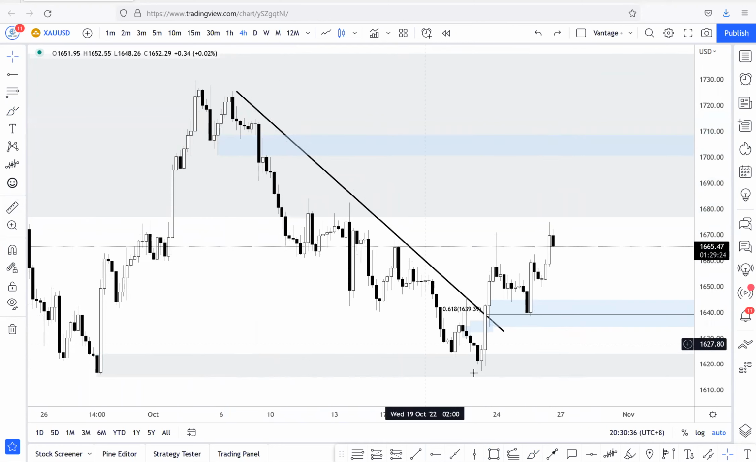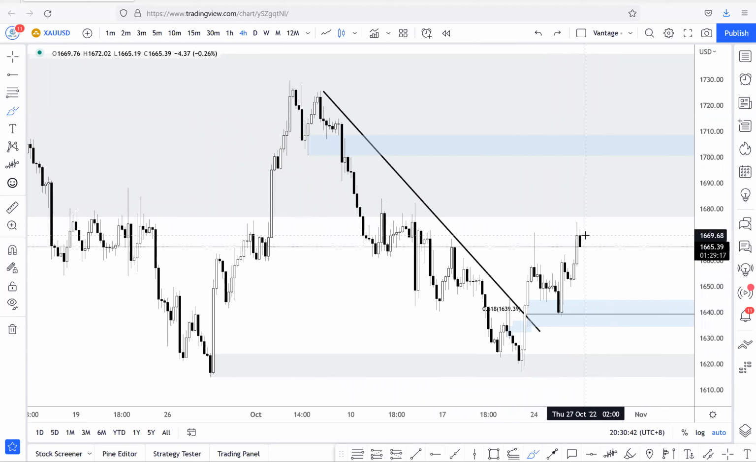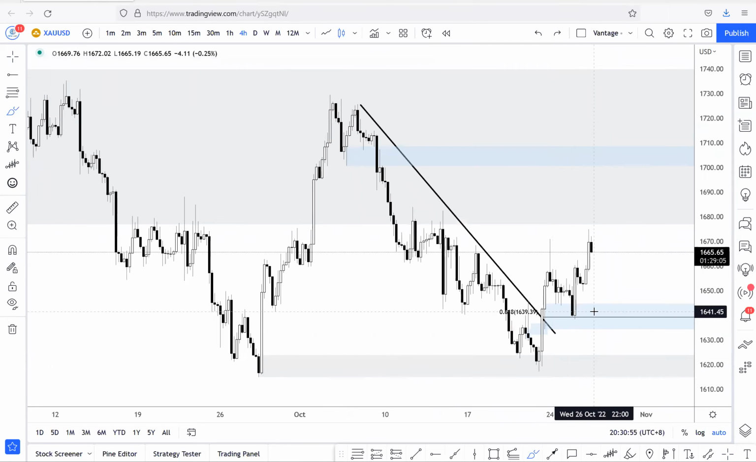So if we do see a pullback here, as long as price holds above this region over here, for me, I think that we could still see more upside. Okay, so that's my view on gold, and this as the support area. So this is the most immediate support level. So this is one, right? And if price pulls back into this region, then this would be the next area. So these are the two areas that I have, right?